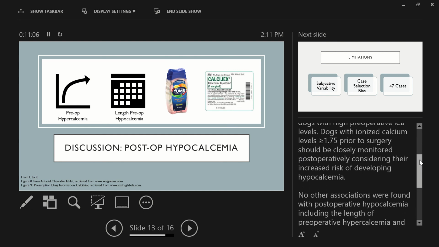And then, they should be closely monitored postoperatively considering their increased risk of developing hypocalcemia. And that was the main point we were drawing from that.